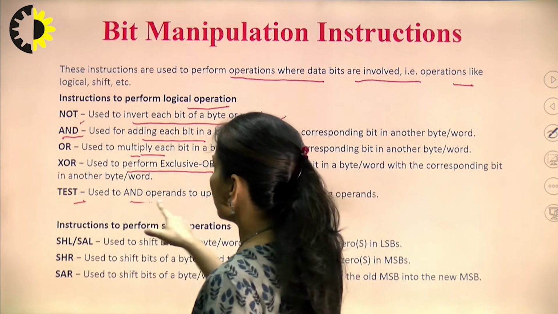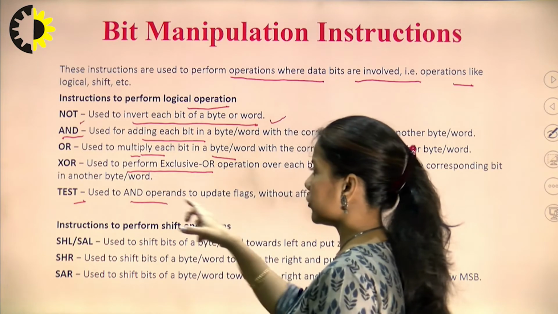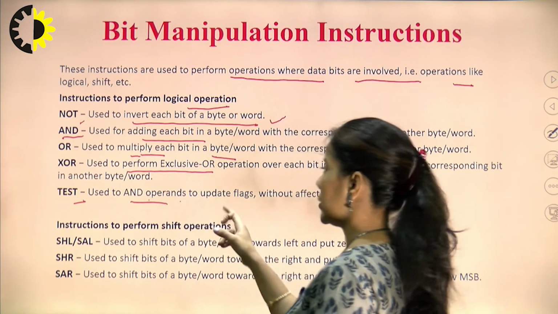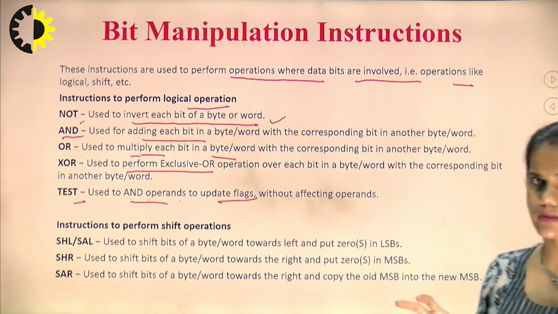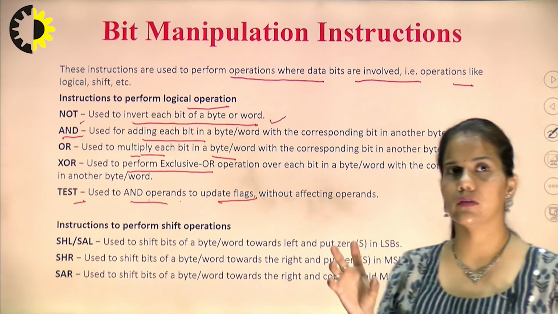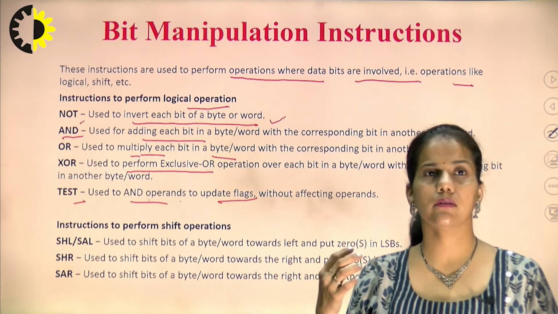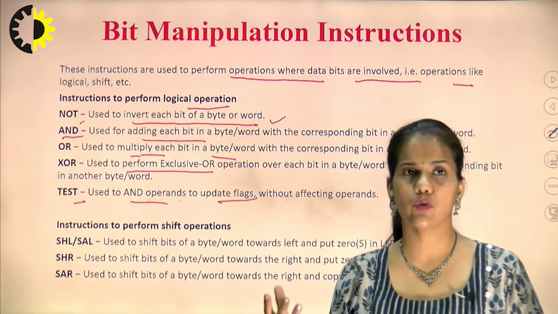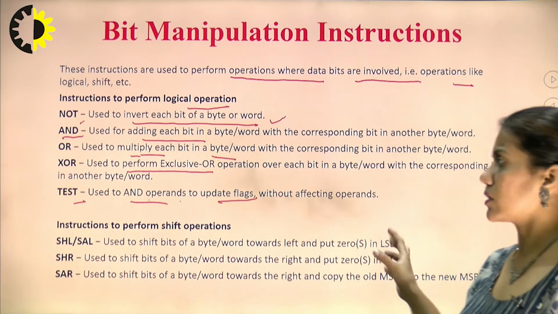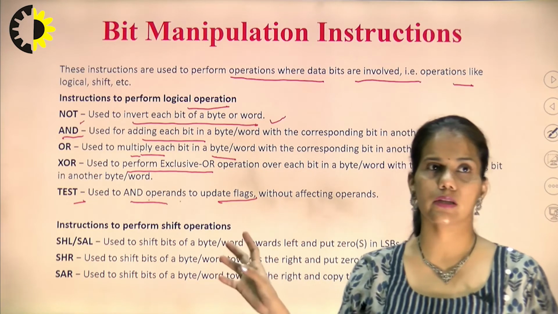Test is used to perform the AND operation between the operands just to update the flags, without affecting the operands. So the result won't be stored. This instruction is performed only to test the flags.